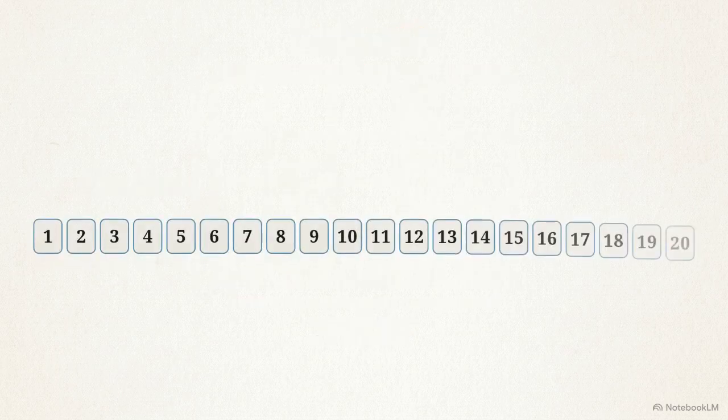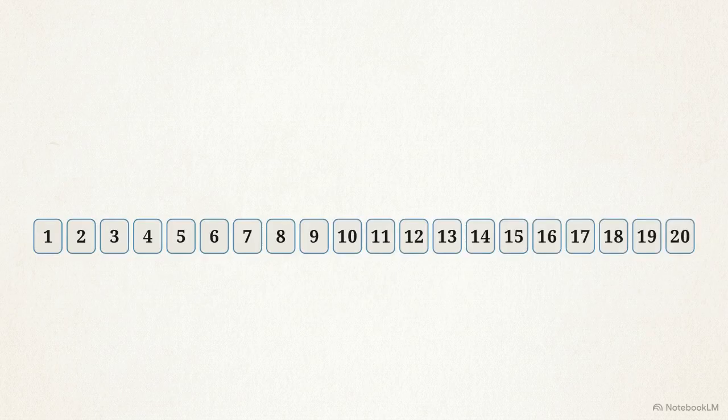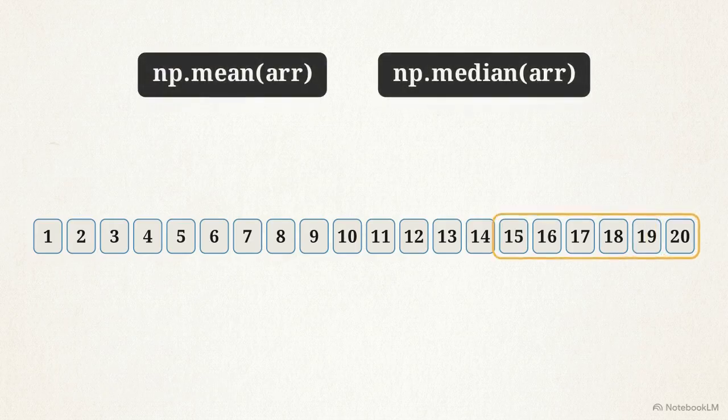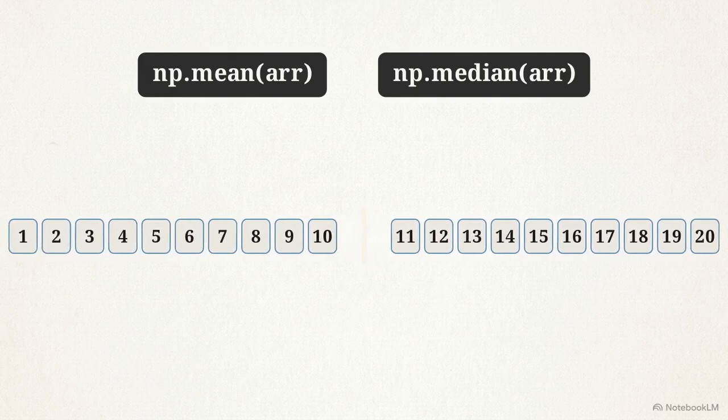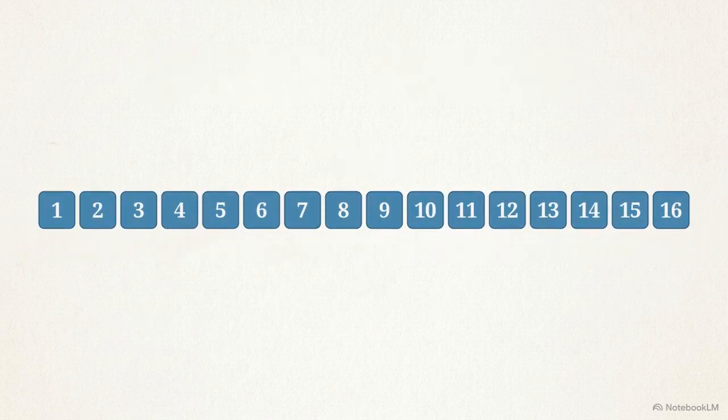This is a linear sequence of numbers from 1 to 20. NumPy acts as the engine for operating on this raw data. By passing this array through np.mean and np.median, we locate the mathematical center, exactly where the dividing line sits between 10 and 11. But real-world data rarely exists in a flat line.